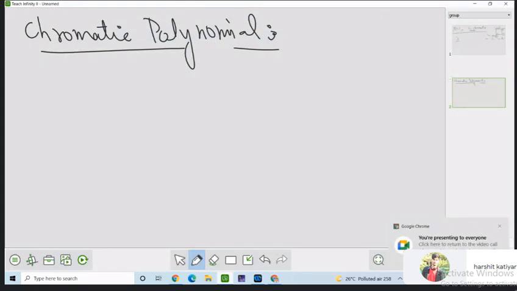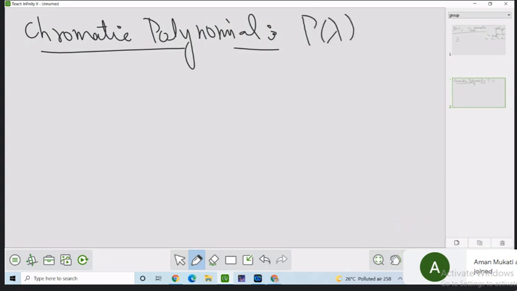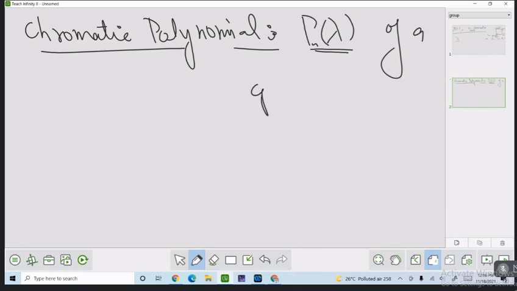Chromatic polynomials. So what are chromatic polynomials? It is denoted by P(lambda), or we can also write it with subscript n, where n is the number of vertices in the graph G.